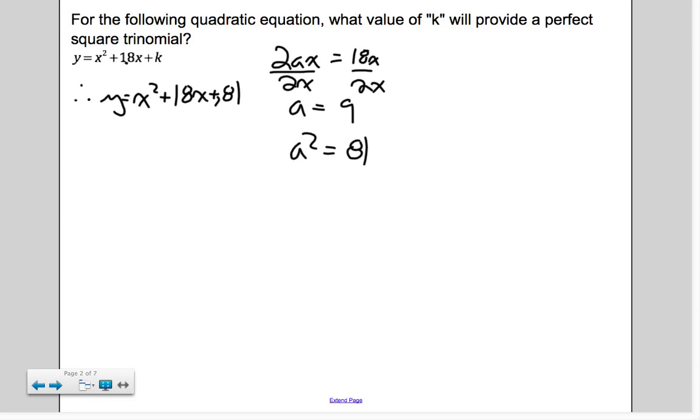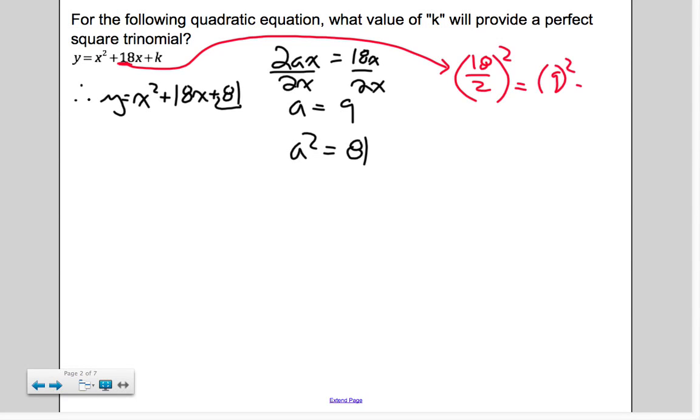Okay? So basically what you really do is you take this number, 18, you divide it by 2 and you square it. So you get 9 squared, you get 81. That's how you figure out that value for that perfect square. Okay?